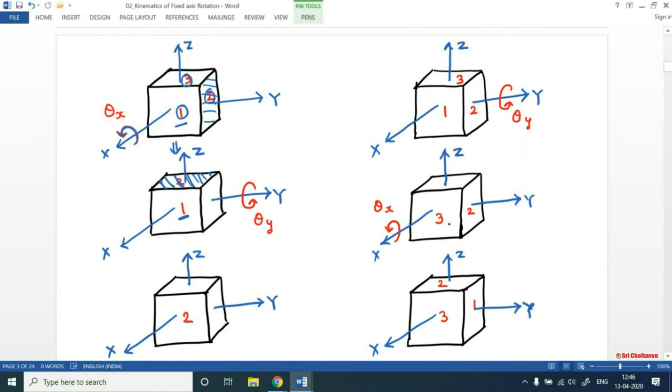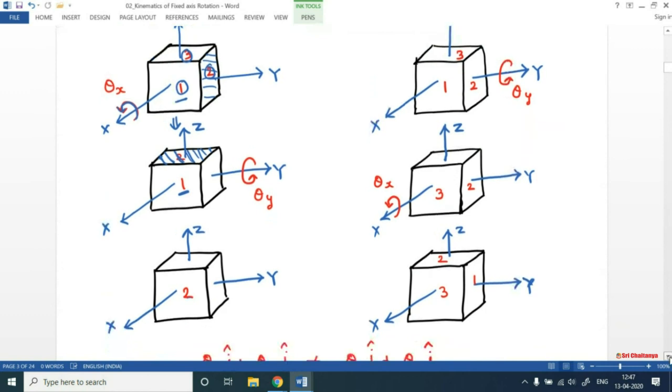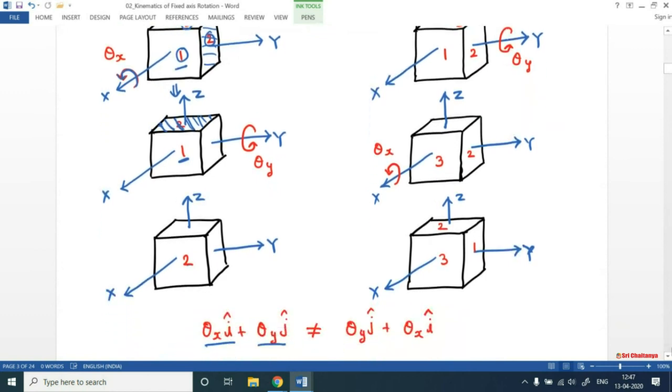And then after that, let's have the rotation about the x-axis by 90 degrees. Then you can say that the right face over here will come on the top over here. So this will become 2. So this displacement we can say is theta y j cap plus theta x i cap. Only the sequence of the rotation has been changed.